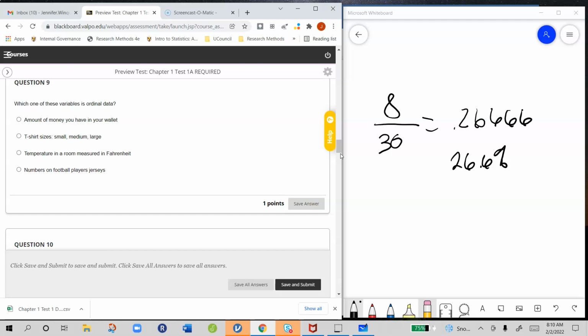Finally, we have numbers on football players' jerseys. These numbers don't indicate, you can't put people in order based on their jersey number, right? The numbers don't indicate quantity or quality of player.